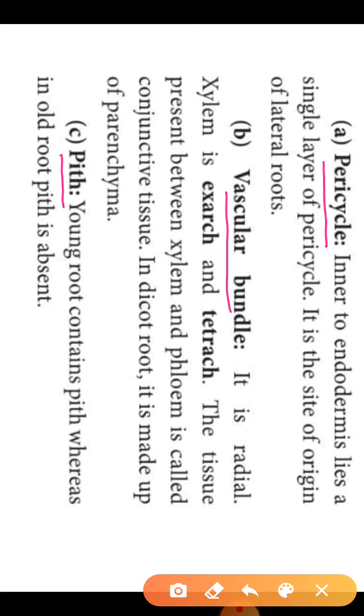Pericycle. Inner to the endodermis lies a single layer of pericycle. It is the site of origin of lateral roots. Vascular bundle: it is radial. Xylem is exarch and tetrarch. The tissue present between xylem and phloem is called conjunctive tissue. In dicot root, it is made up of parenchyma. Pith: young root contains pith, whereas in an old root pith is absent.